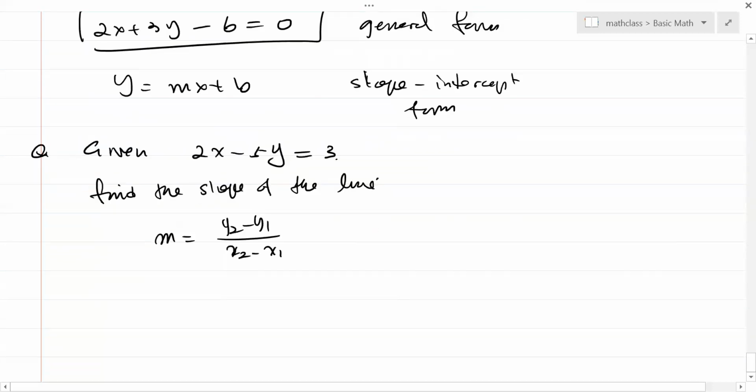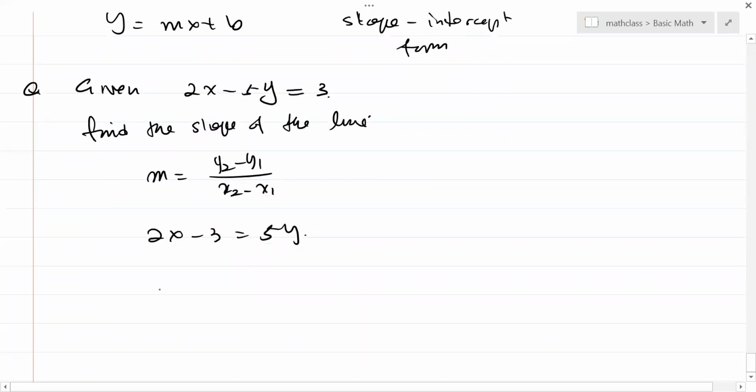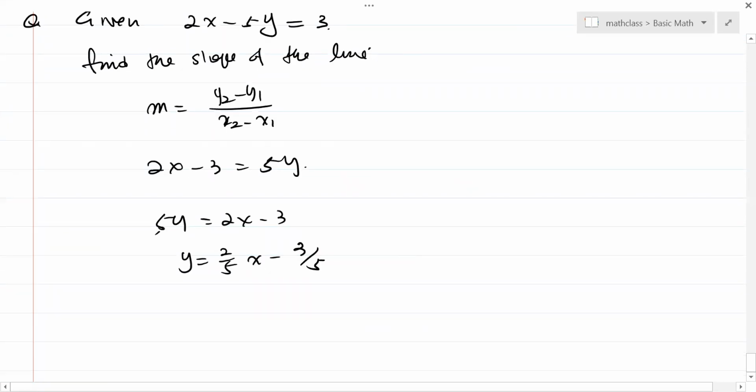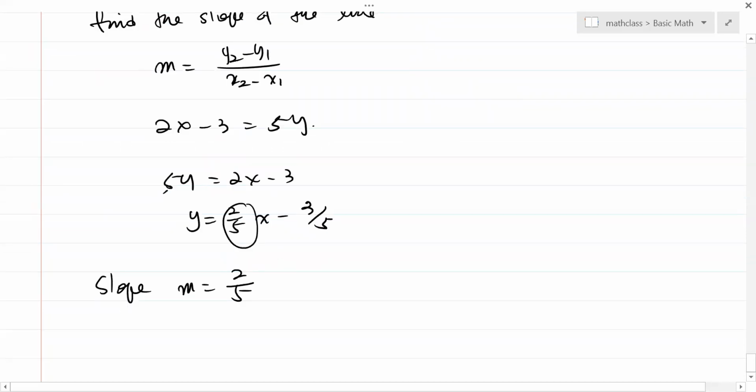So what you do is move 5y to the right. Then you can exchange the order. Then you divide both sides by 5. So what you get here is the slope-intercept form, and that is the slope. The slope is going to be 2/5. That's how we get the slope.